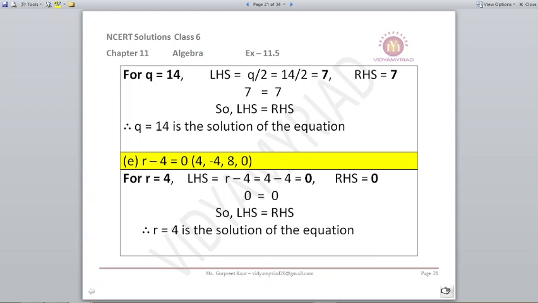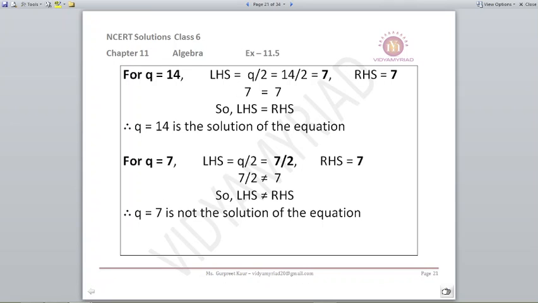When Q is equal to 14, we say that 14 upon 2 is 7 and 7 is equal to 7. Left hand side is equal to right hand side. So Q is equal to 14 is the solution of the equation. When Q is equal to 7, 7 upon 2 is not equal to 7. So we can say that Q equal to 7 is not the solution, as left hand side is not equal to right hand side.